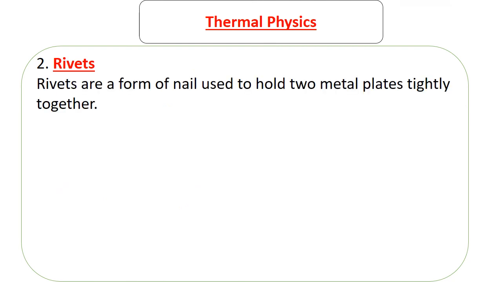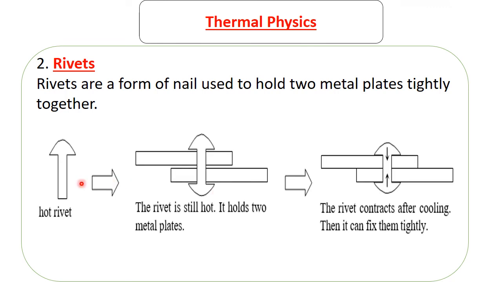The other application is rivets. So rivets are a form of nails used to hold two metal plates tightly together. So this is what a rivet is. So you get a rivet, then you heat it. So once you heat it, it will expand. When it expands, you can get the things you want to join. Then you make sure that you put it like this, because you want it to hold these two. So when you do that, you can leave it. When you leave it, with time it will cool down. When it cools, since this is not its normal state, it's like this because it has been heated. So when the temperature goes down, it will try to come back to its normal state. In an effort to do that, it will end up holding these two bars tightly.